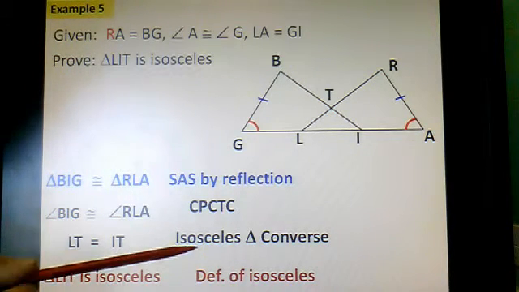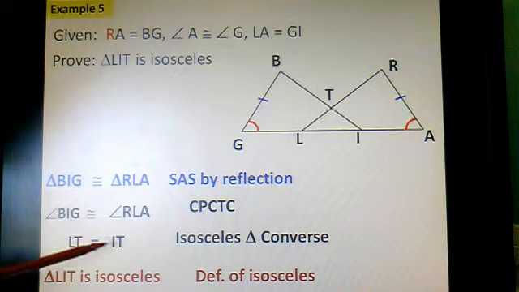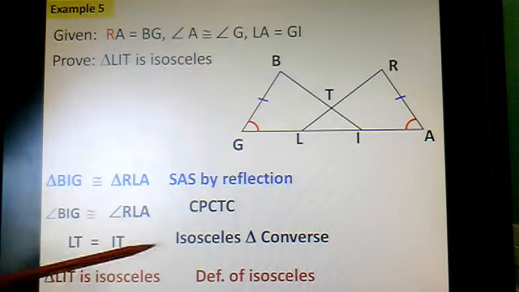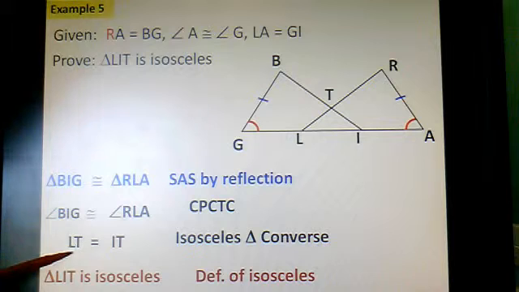So hopefully you see the difference between a theorem or a converse theorem and the actual definition. The definition just says if two sides are congruent, then the triangle is isosceles. The converse of the isosceles triangle theorem said if two angles are congruent, you can say that two sides are congruent as well.